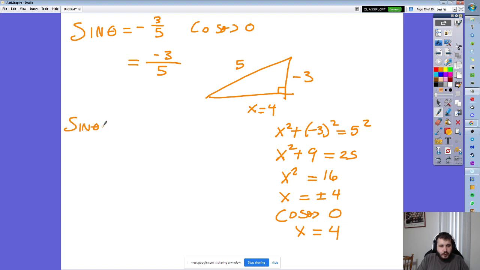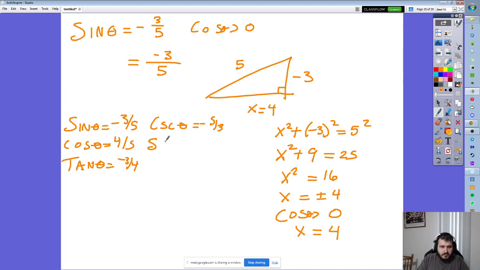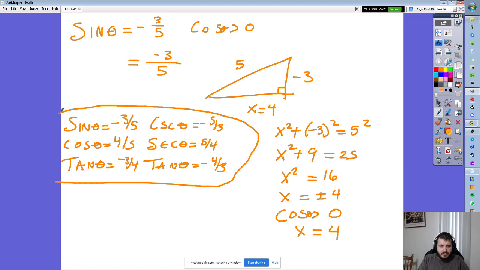Sine is -3/5. Cosine is 4/5. Tangent is -3/4. Cosecant is -5/3. Secant is 5/4. And cotangent is -4/3. And that right here is my final answer.